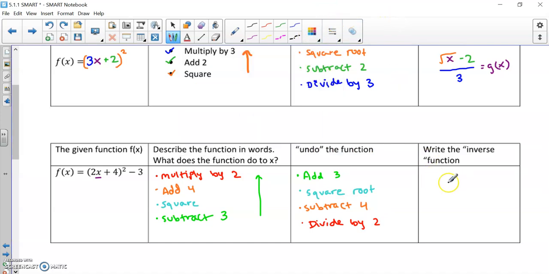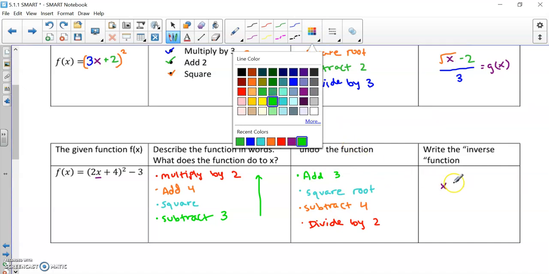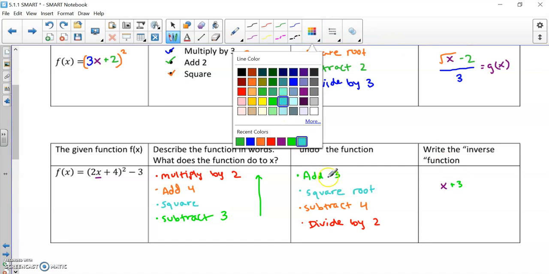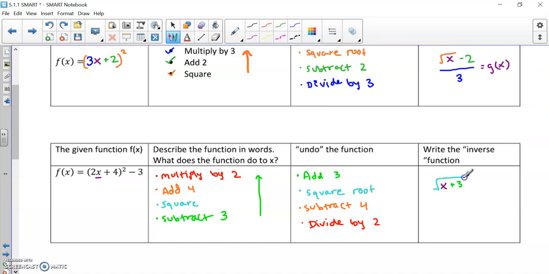So here we will just, remember, write our floating x and then start following these steps. So the first thing we want to do is add 3. The next thing we want to do is square root. So I'm going to go ahead and square root whatever I've written so far. Notice how both of those are in the square root.